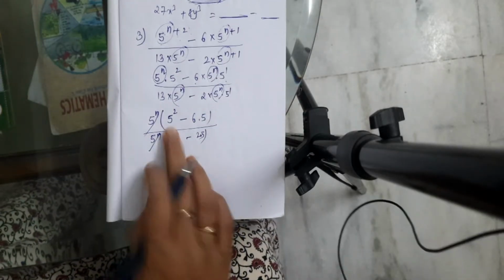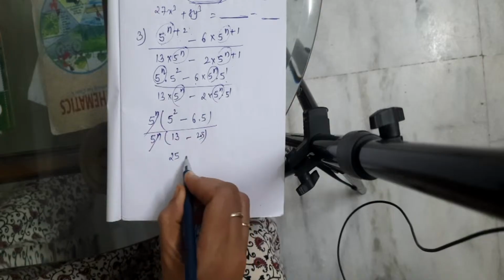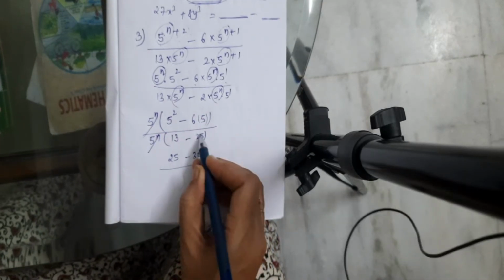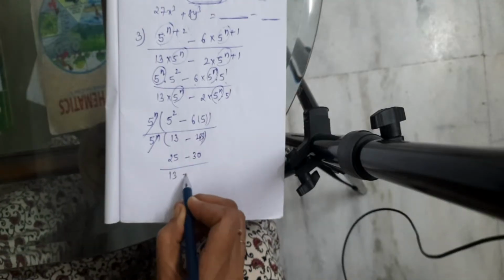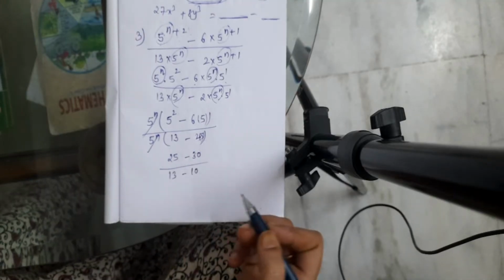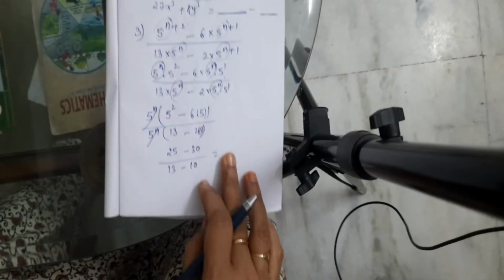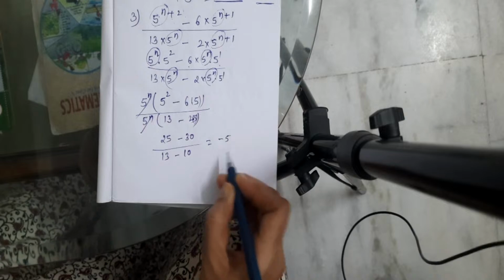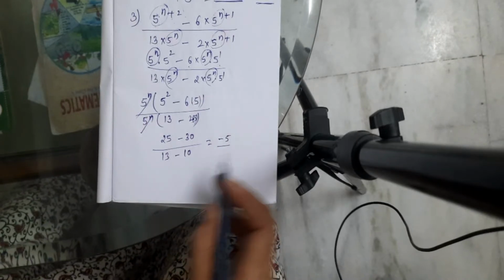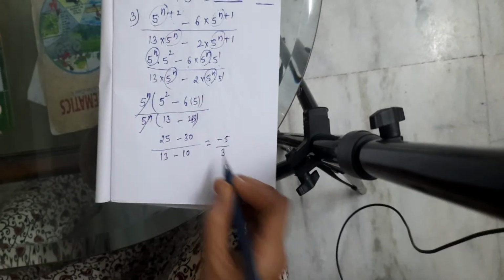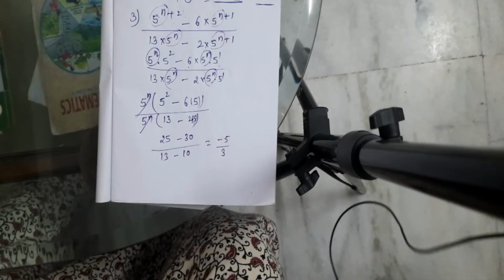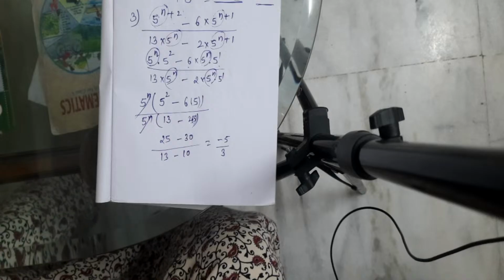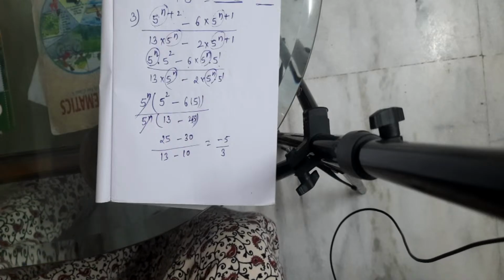Now 5 square is 25 minus 6 5s are 30. Now 13 minus 2 5s are 10. So the numerator is 25 minus 30, which is minus 5. 13 minus 10 is 3. So the final answer is minus 5 upon 3. So this kind of questions are also very important.